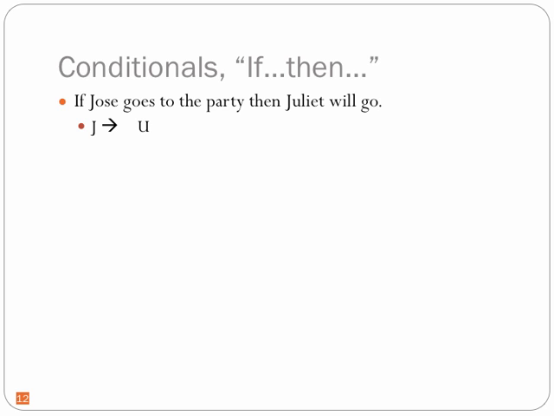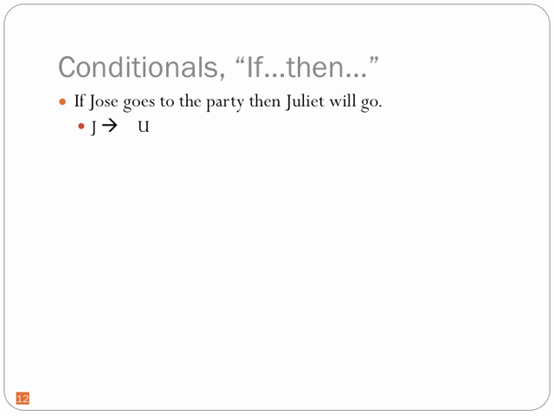So J arrow U, or J then U, or J implies U. Right? What that means is if J, then U. And J means Jose goes to the party, and U is Juliet will go. By the way, a common mistake is to think that, for example, if I ask what does J mean, you might say, oh, J means Jose. And I might ask you, what does U mean? You might say, oh, I know, U means Juliet. That's actually false. So if you want to pause for a second and think about why, that would be good.